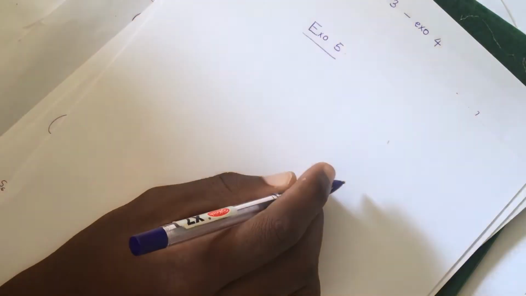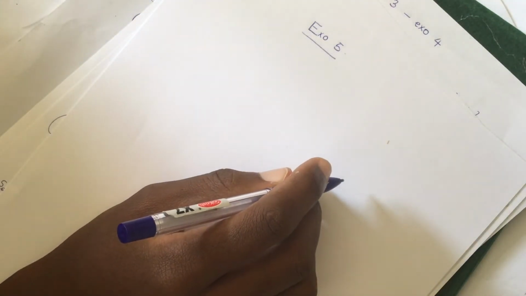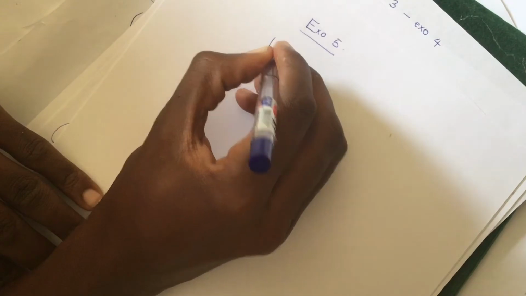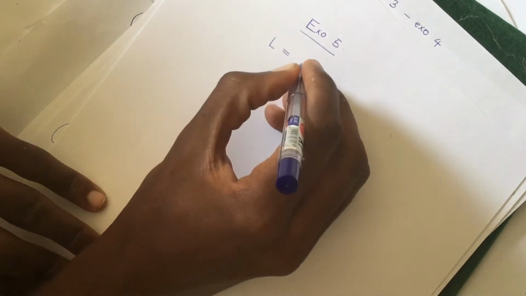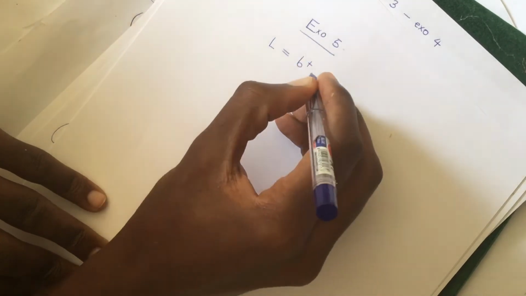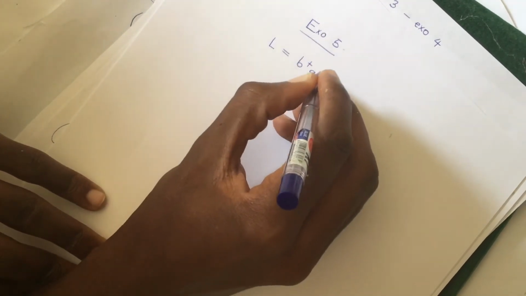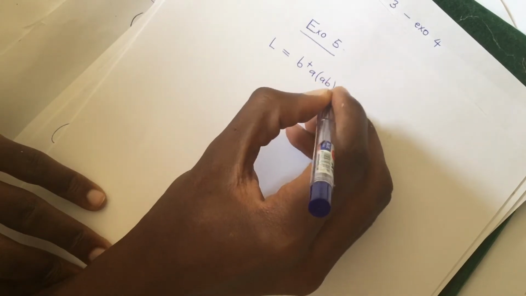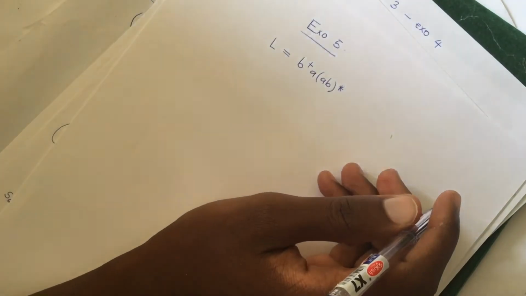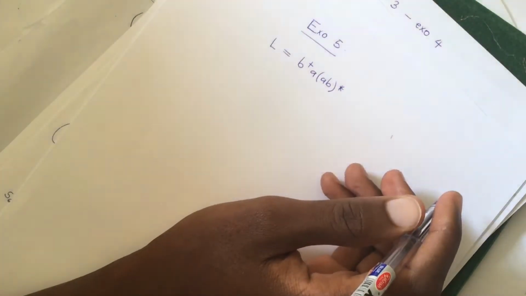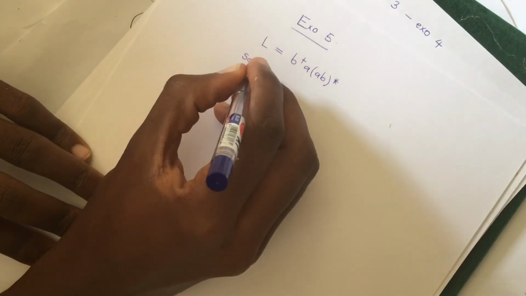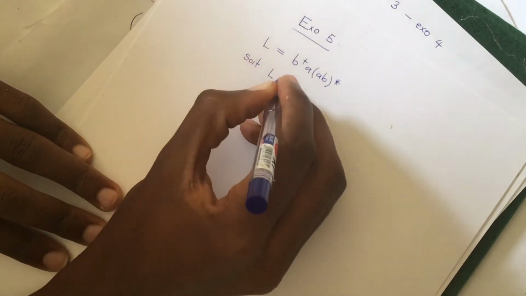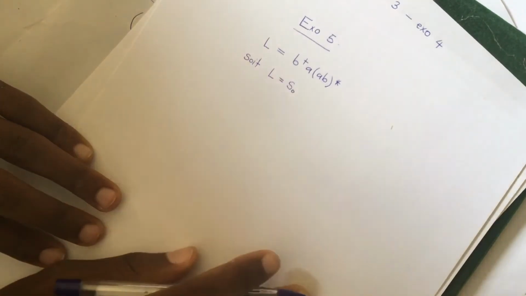Now this is exo 5 fish 3, and they're giving us a regular expression called L, and they're saying L is equal to (B plus A B star). So they want us to construct the minimum automaton, which means you must get the automaton and reduce it. So what I'm going to do, I'm going to say the derivative of L equals, for example, S0.